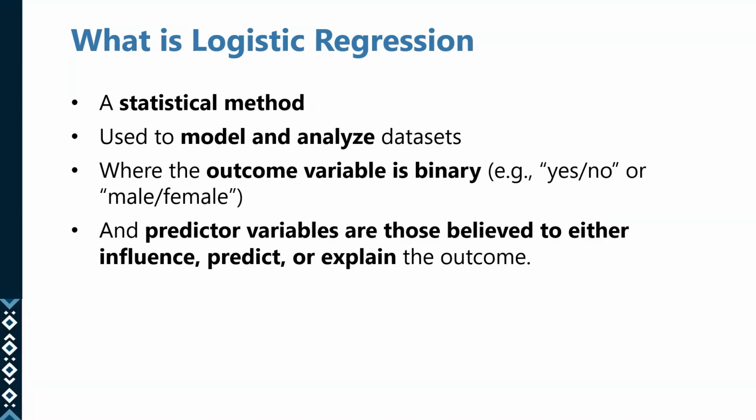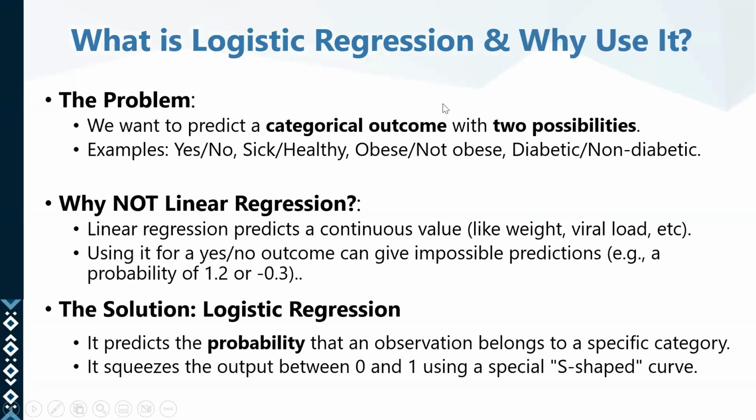So we're trying to use predictor variables to make a prediction as to whether people in a particular group are likely to have a disease or not have that disease. So they're using explanatory variables to predict the outcome variable. Okay. So what's logistic regression and why do we use it?